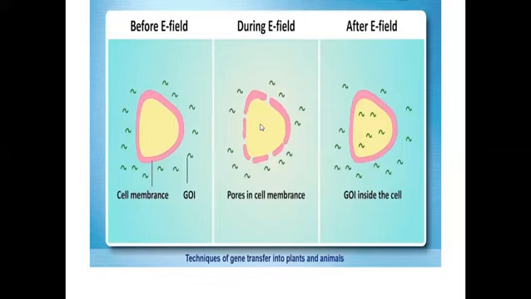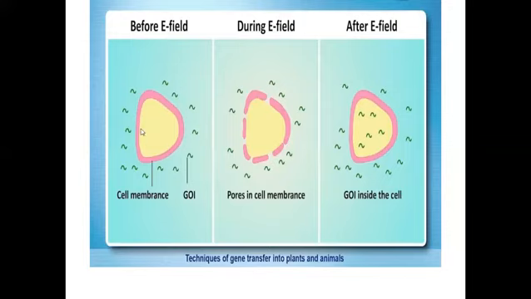Once the target cells have received the target DNA, the pores are closed. It means the gene of interest has been received by the host cell or target plant cell, and the pores in the plasma membrane are closed. It is one type of gene transfer technique by physical methods called electroporation.